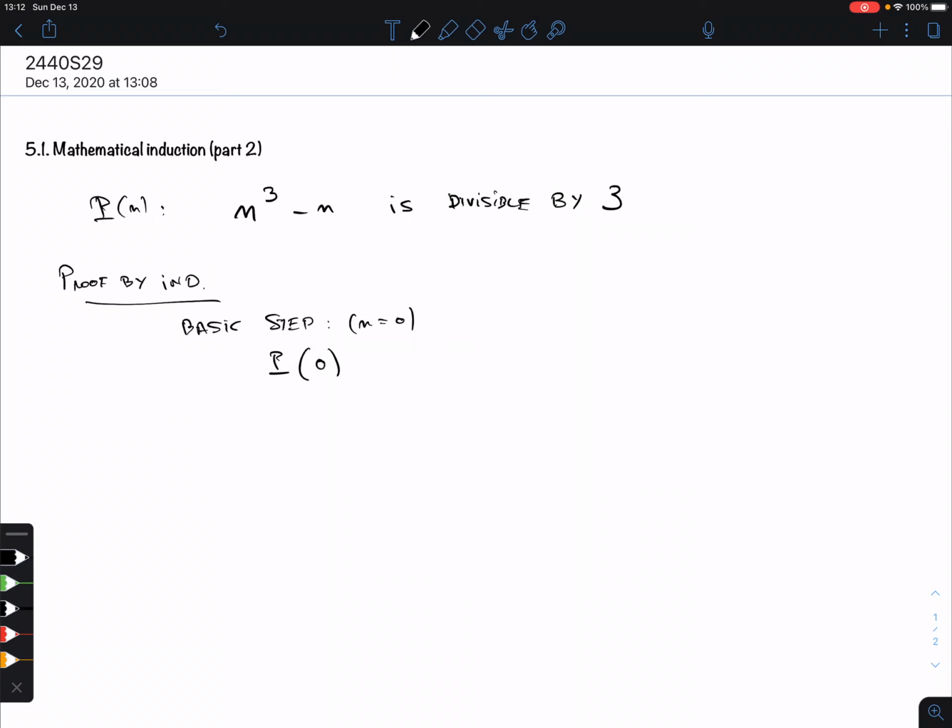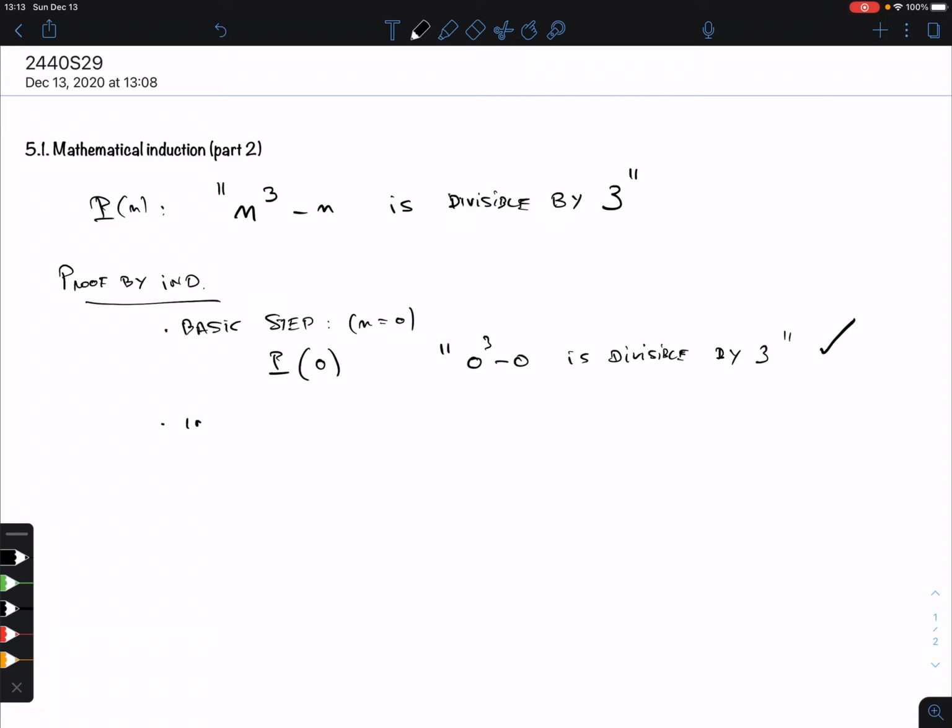So what is the statement P0? I'll put quotes here to write the statement out in case n is 0. In that quoted sentence, I just replace the n by 0. So 0 cubed minus 0 is divisible by 3. Now the previous one was a predicate involving n, but this one is an actual statement, a proposition. So it's either true or false, and it is clearly true. Okay, and that is the basic step.